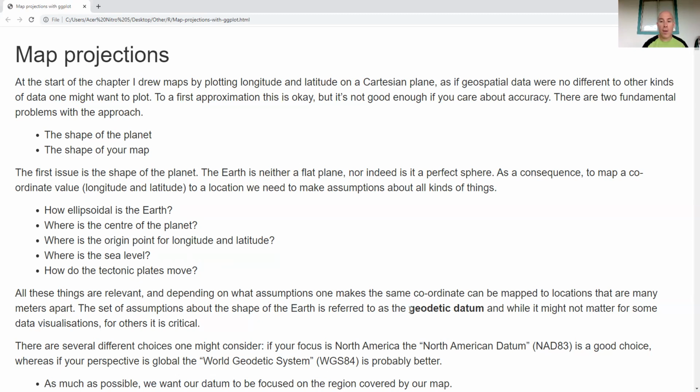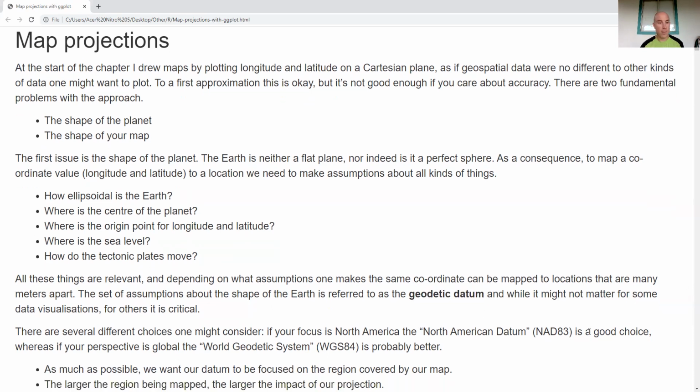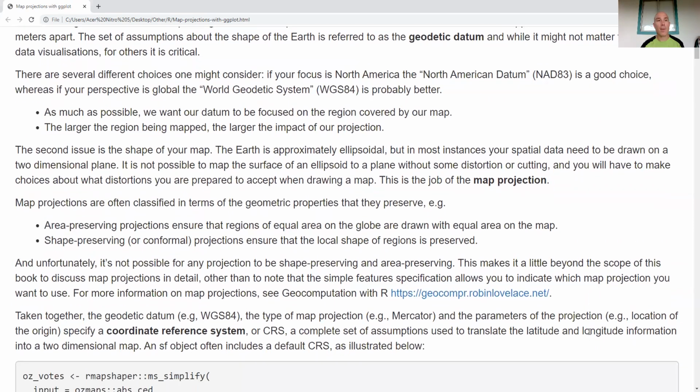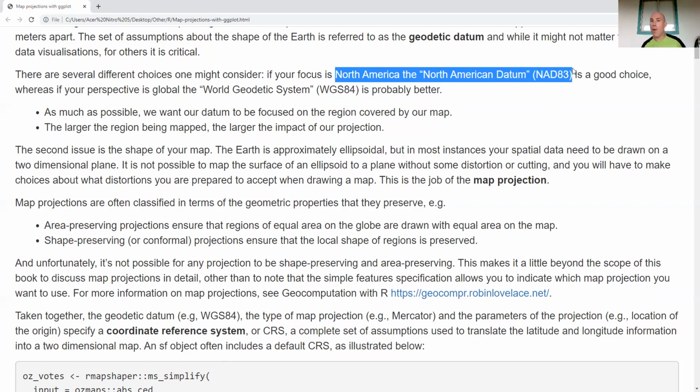And the geodetic datum is our representation of the Earth mathematically. All right, so there are several different choices that we might consider. If I'm interested in North America, it'd be very natural to go with the North American datum. That'd be a good choice. But if I'm interested in, let's say, Australia, that's not going to be such a good choice.